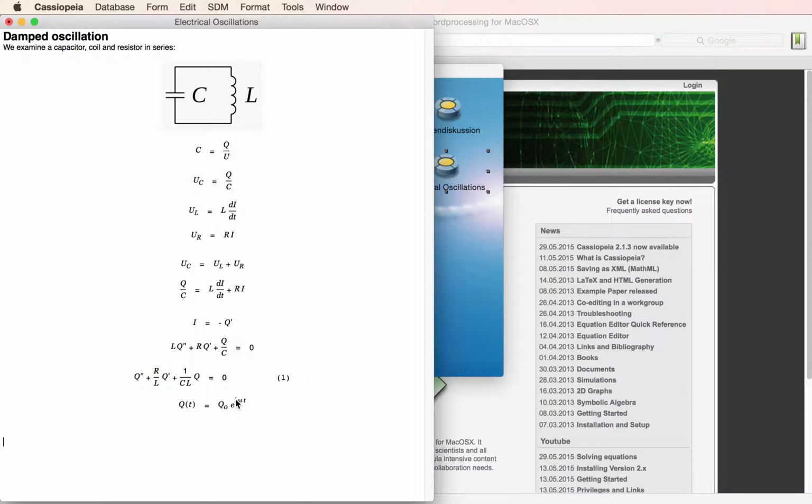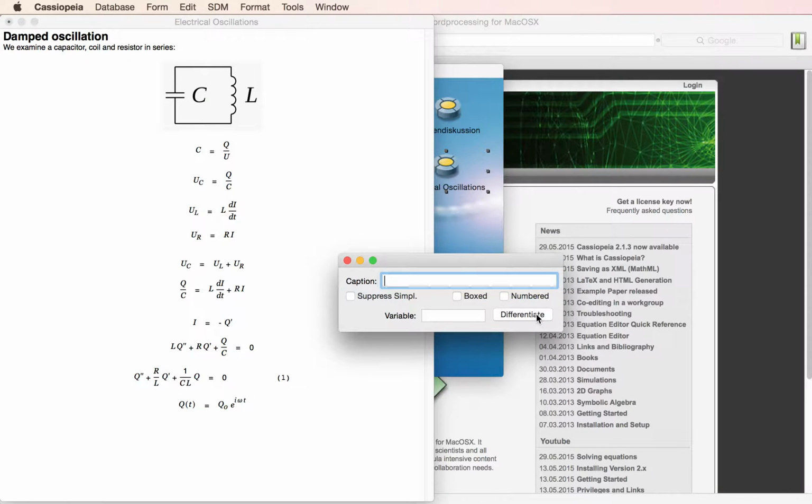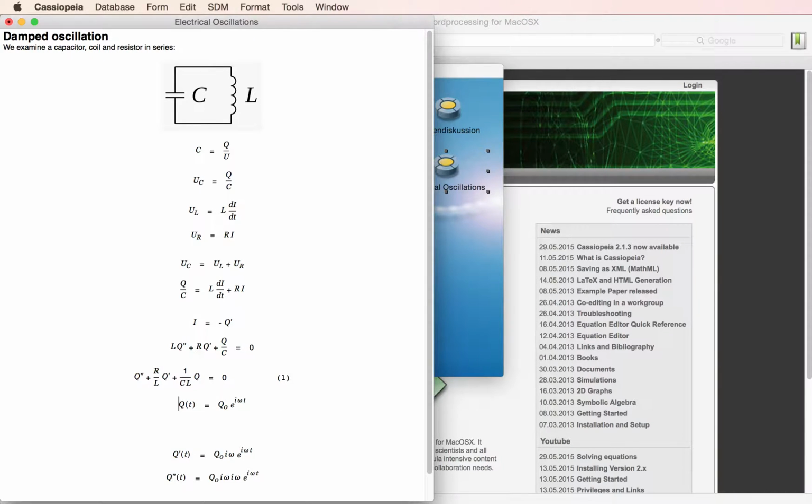Where I is the imaginary I. Good. We need the first and the second derivative of this approach. Cassiopeia can do this for us. Another one. Okay, we can help this a bit here. I times I becomes minus, and omega times omega is omega squared.